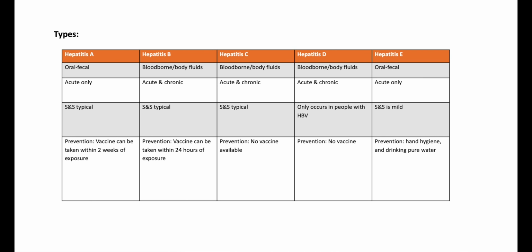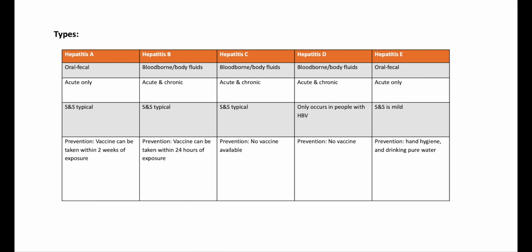Now, hepatitis B. Transmission is bloodborne or through body fluids. It can be acute and can be chronic. Chronic means it lasts for more than 6 months. The signs and symptoms are the typical signs and symptoms of hepatitis. Prevention: the vaccine can be taken within 24 hours of exposure. So unlike hepatitis A, hepatitis B needs to be prevented within 24 hours.